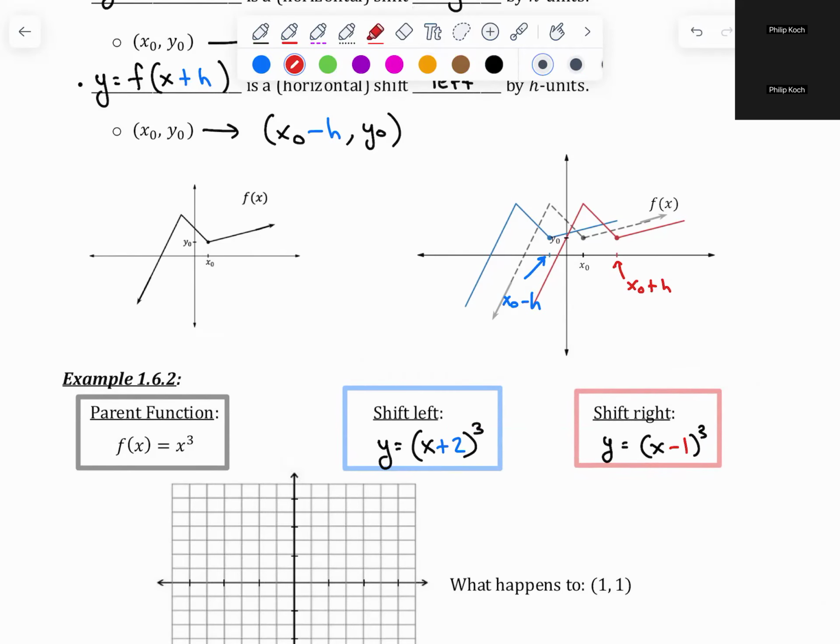And I totally understand if you're wondering why. If you look at the bottom of the page, it says, why does that happen counterintuitively? And we'll explain it there. Notice that the plus 2 is on the inside of the parentheses now. Like if I did f of x plus 2, it would be on the inside of the parentheses. It would be minus 1. So this would be a shift left 2, and this would be a shift right 1.